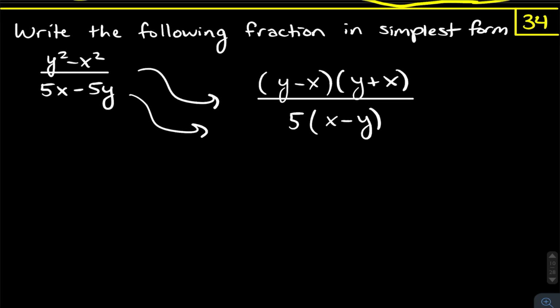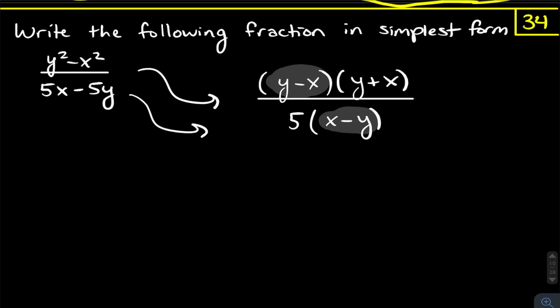Okay? Now, here's the thing. You might see this and you might get really frustrated, right? We have a y minus x right here and an x minus y right here. These are basically the exact same thing, right? But one of them is flipped. So how do we flip them so we can cancel them out?